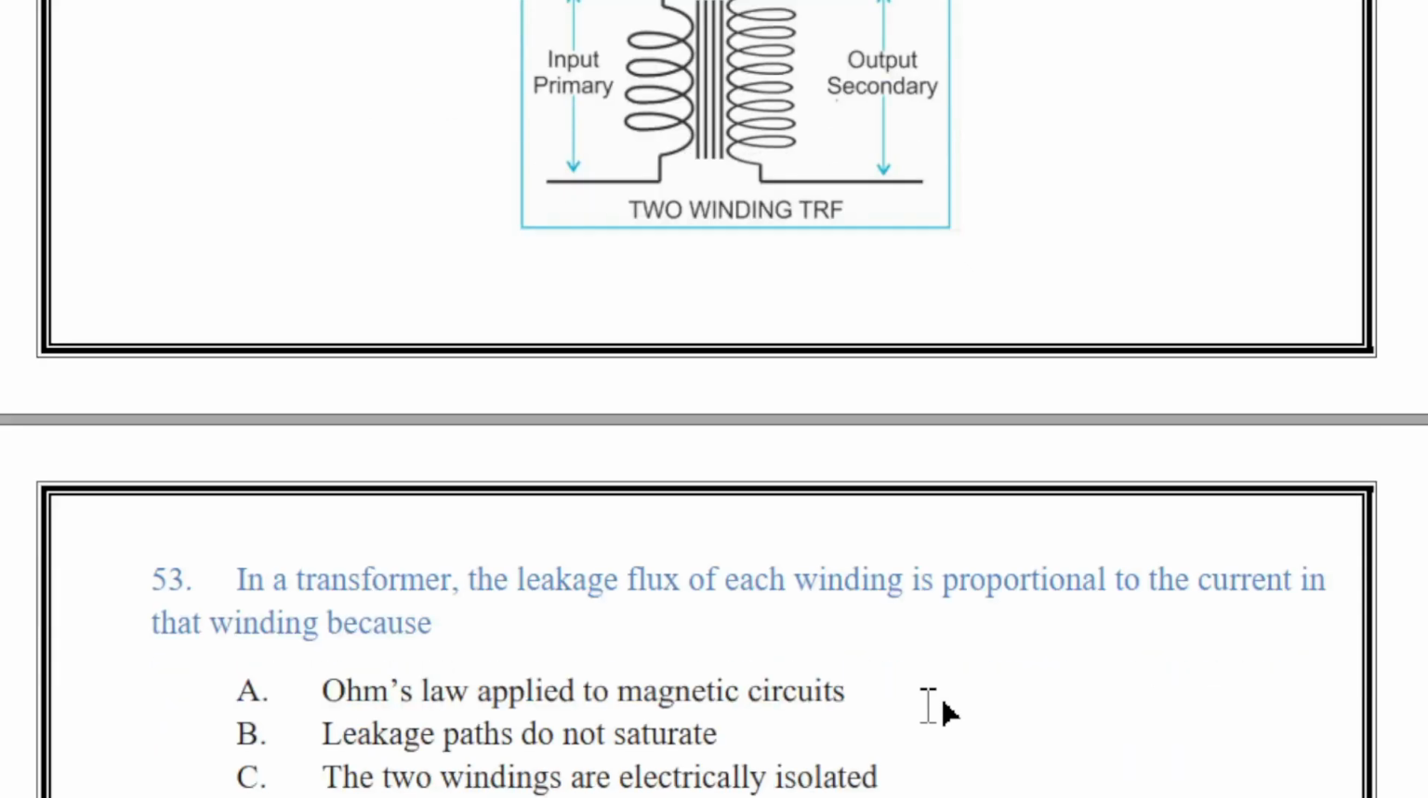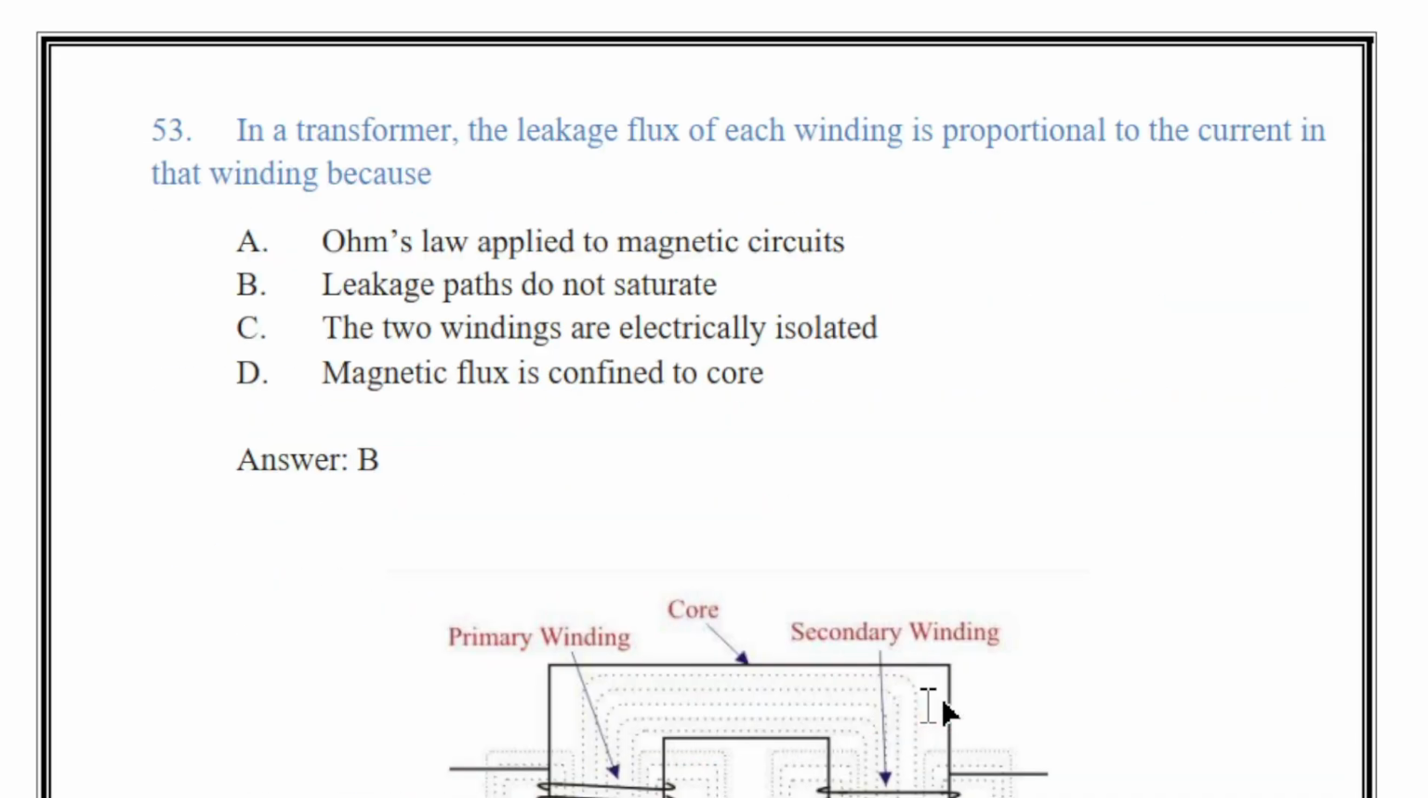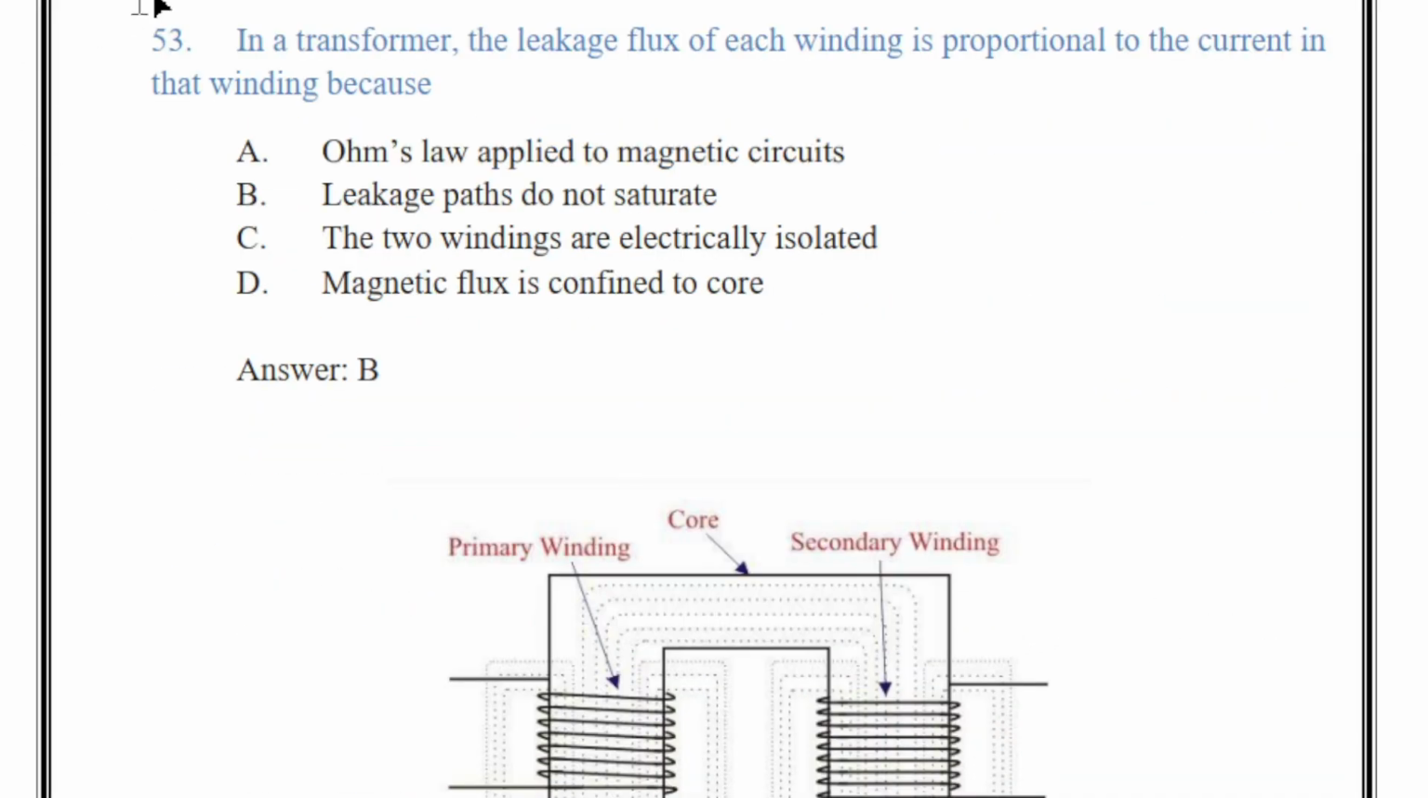Now we come to question number 53. In a transformer, the leakage flux of each winding is proportional to the current in that winding because, and there are four options. The correct answer is B: leakage paths do not saturate.